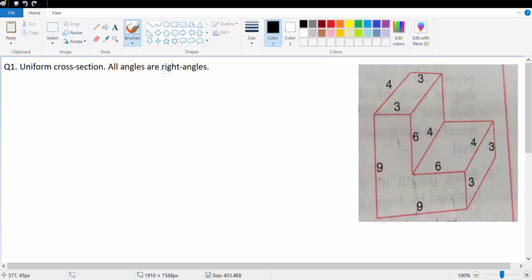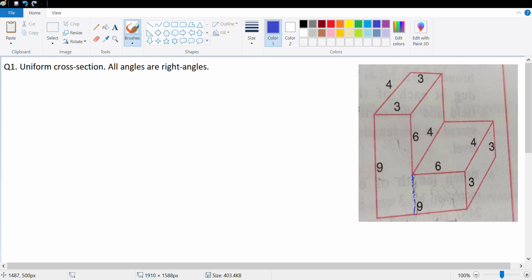So I am on question number 1. It has a diagram. This is a uniform cross section. All angles are 90 degrees. We need to find the volume of the solid, and all these are in centimeters. So we've done these kinds of questions in 2 dimensions when we were in 7th standard and 8th standard, where we needed to find the area of these. This time we need to find the volume.